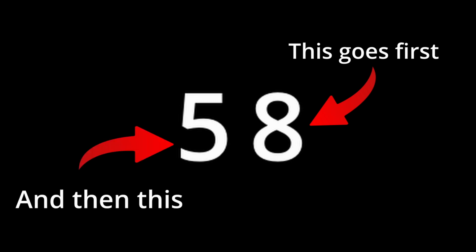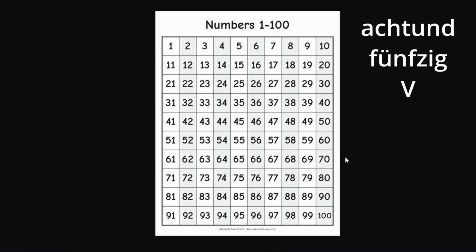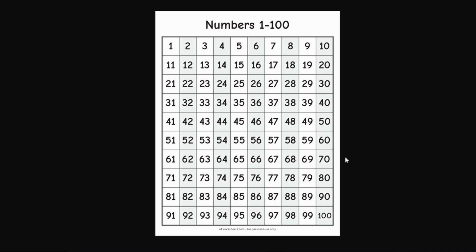Mention the back number, and then mention the number at the front. Back number, front number. So for example, it's 58, right? The back number is 8, so you mention 8 and then 50. 58. So yeah, that's the system behind understanding German numbers.